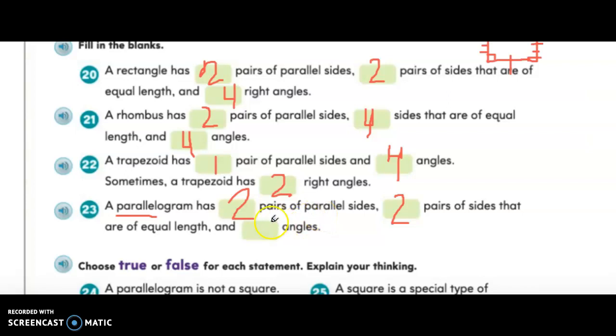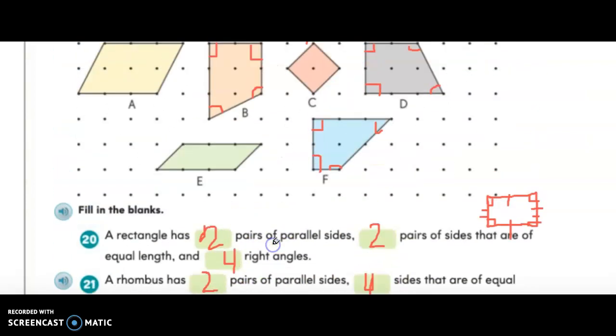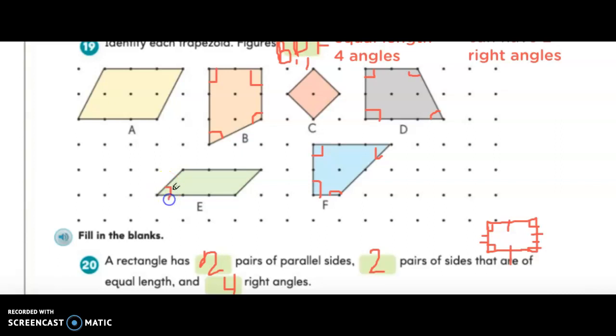And then they also just have four angles, right? Just nothing that is a right angle. They're all just regular angles there.